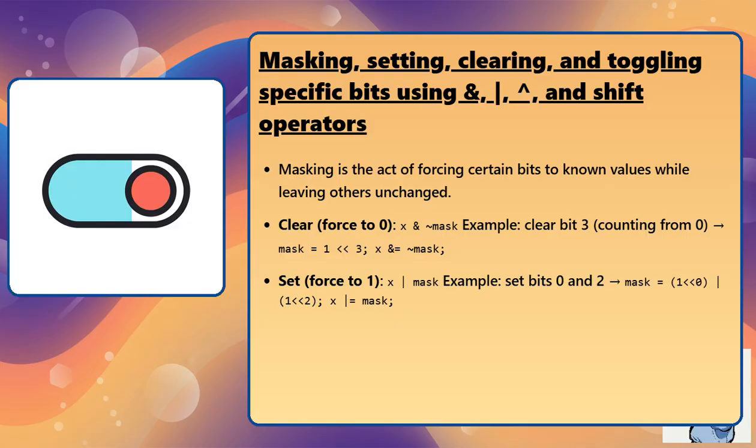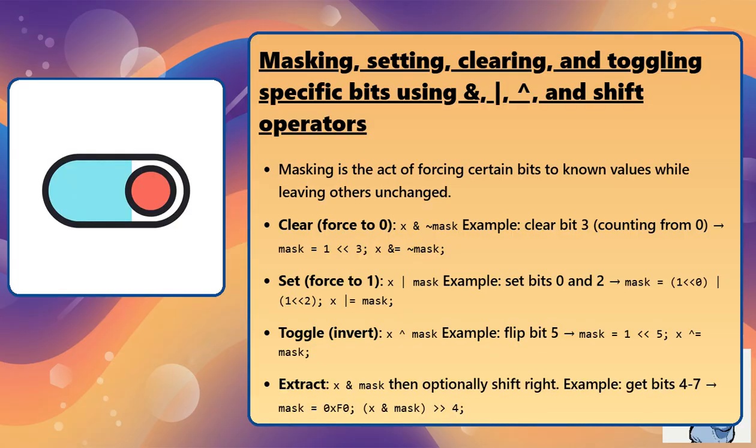Set, force to 1, is x or mask. Example: set bits 0 and 2, mask equals 1 left shift 0 or 1 left shift 2, x or equals mask. Toggle, invert, is x XOR mask. Example: flip bit 5, mask equals 1 left shift 5, x XOR equals mask. Extract is x and mask, then optionally shift right. Example: get bits 4 to 7, mask equals hexadecimal f0, x and mask shifted right 4.